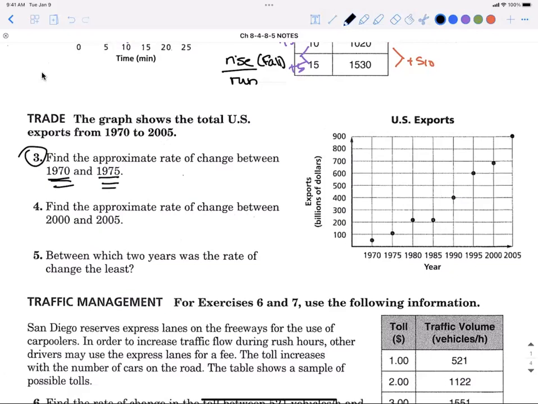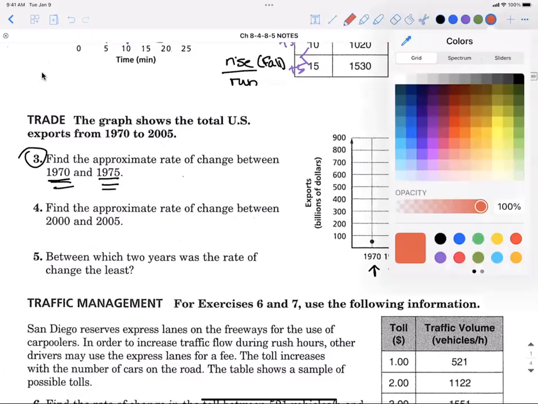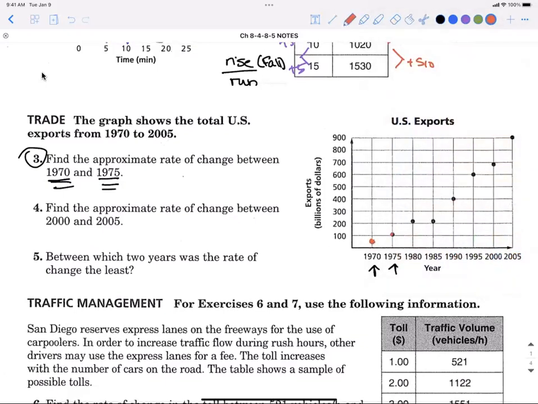So we are looking at, here's 1970 and here's 1975. So we are just specifically looking at this section right here. Okay, that's the rate of change. Now it says approximate because these points are not exactly on a cross, like right here are the crosses, and these are the ones that are really easy to know the values for. And this particular point is not exactly on an intersection, so we're just going to approximate it, but we still want to know our change.